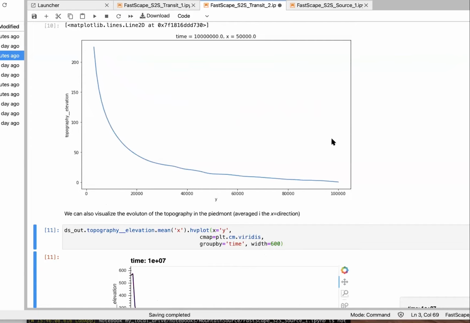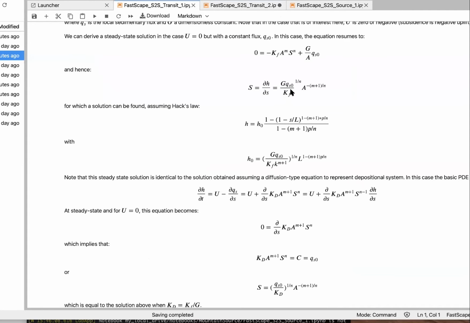Note, however, that to get this solution, I have to assume, again, Hack's law. And Sebastian has already told you that Hack's law works, but it's a very different Hack's law. The p exponent is not equal to 2, it is much closer to 1.